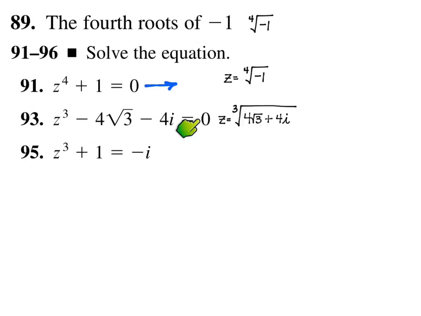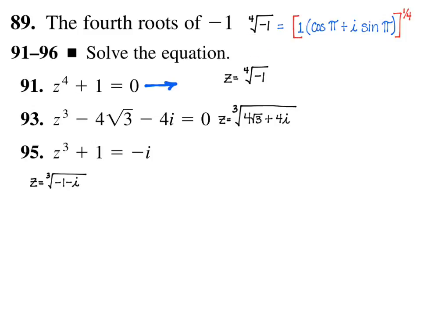In problem 93, you would add both of these terms to the right-hand side. You'd be left with z cubed. Taking the cube root of both sides, we're asking for the cube root of this complex number. And for 95, you'd subtract 1, and you'd have -1 minus i, and that would equal z cubed, so you'd take the cube root.